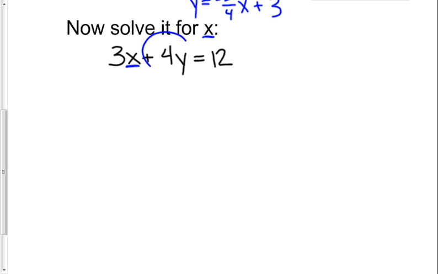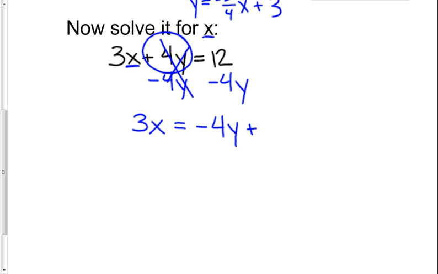So now I've got to take care of the y. I've got to move that to the other side because I'm trying to isolate the x. It's plus 4y, so the opposite would be minus 4y. So I'm going to subtract 4y from both sides. Those cancel out, leaving me with 3x on the left. Once again, the 4y and the 12 are not like terms, so I'm not going to combine them.